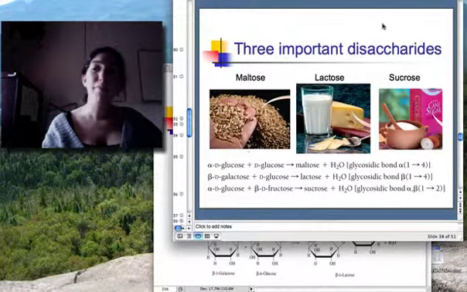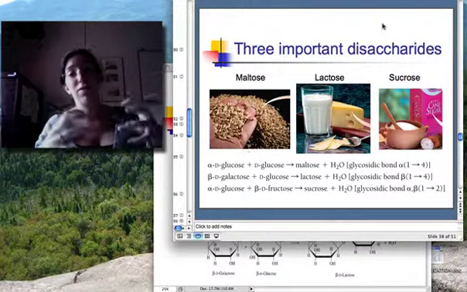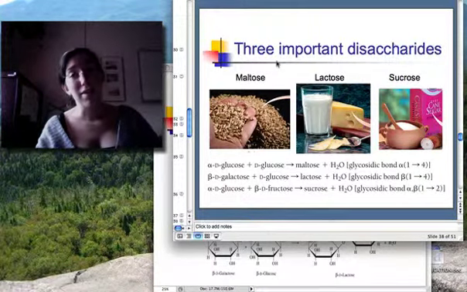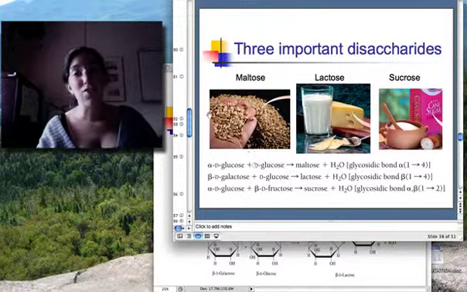Okay, so some important disaccharides where you have two monosaccharides connected by a glycosidic linkage. Maltose, which is malt sugar, you find it in malted barley. It's the sugar that's used to make malted beverages, beer, which is made up of two alpha-D glucose molecules.